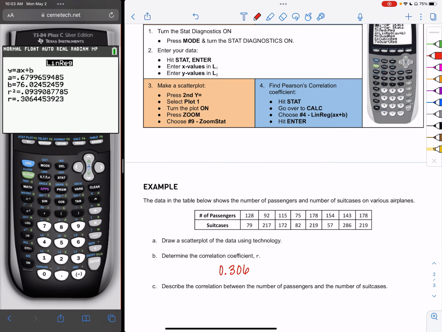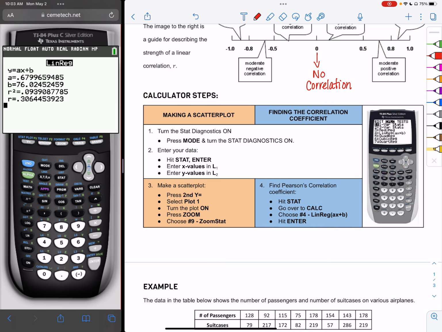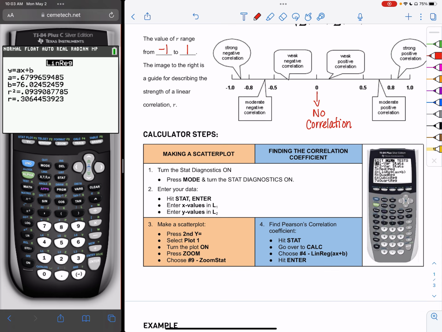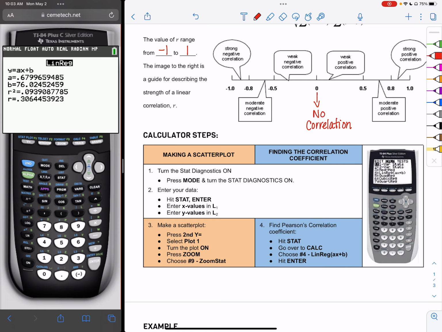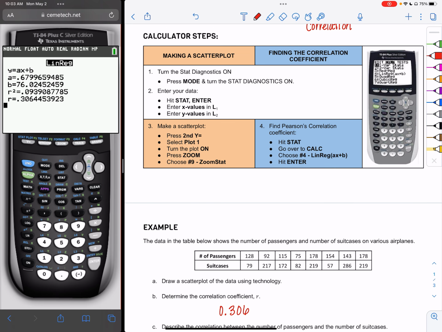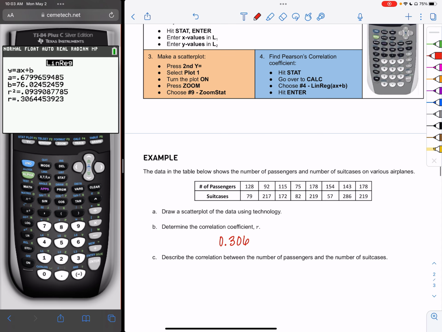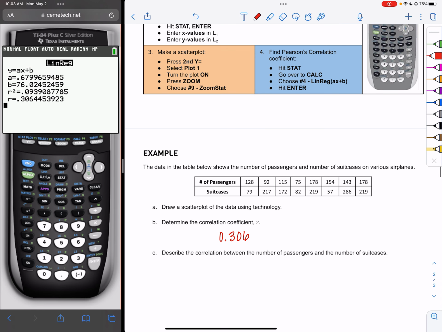Okay, and now it says describe the correlation between the number of passengers and the number of suitcases. So 0.306 lies somewhere in here. So we can tell that this is a weak positive correlation. I already know it's weak because it's closer to 0 than it is to 1. And I know it's positive because the actual number is positive. So this is a weak positive correlation.